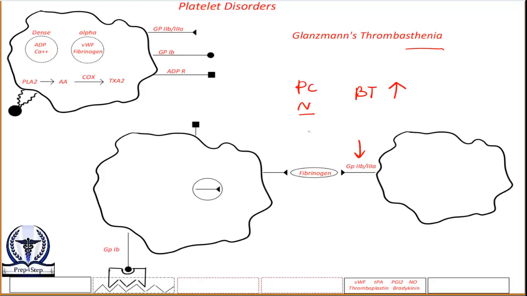On labs, if you do a peripheral smear, you'll see that there's no platelet clumping, and the reason for that is because these guys cannot actually attach to each other. Therefore, there will be no clumping of the platelets.